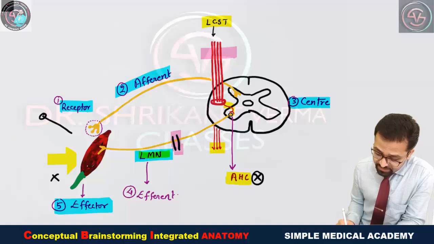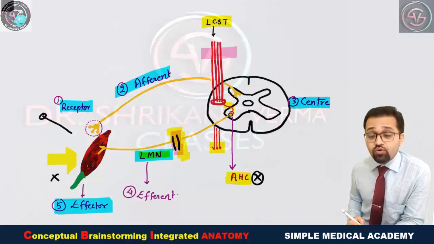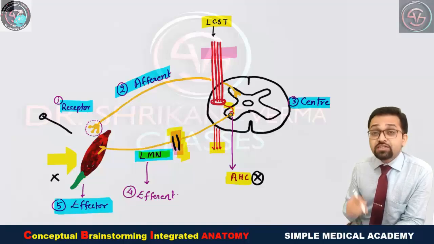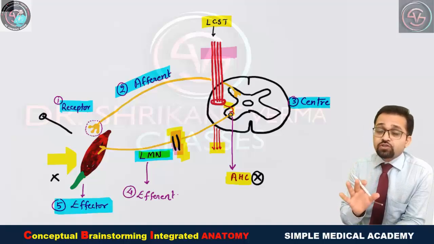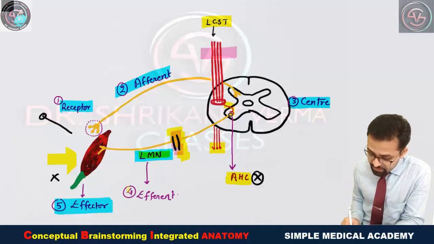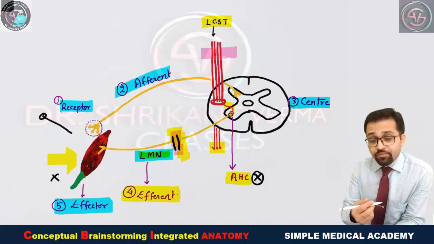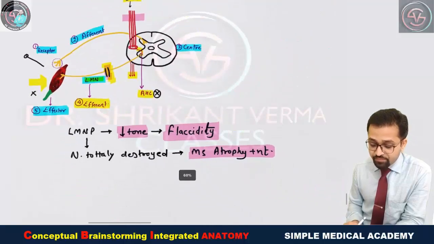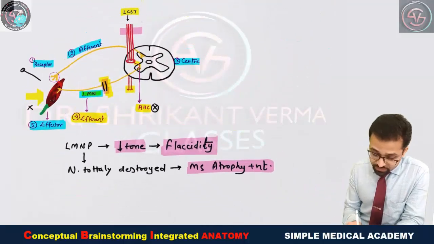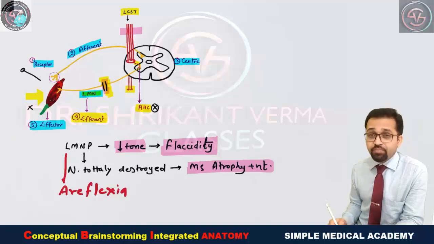So if there is damage to the lower motor neuron, paralysis, then there is total damage to this reflex pathway. Which component is damaged? The efferent component is damaged. So now in this condition, what will happen? There will be areflexia. Due to the damage of this nerve, we will get loss of reflex, which is known as areflexia. So these are the various points which you can remember.